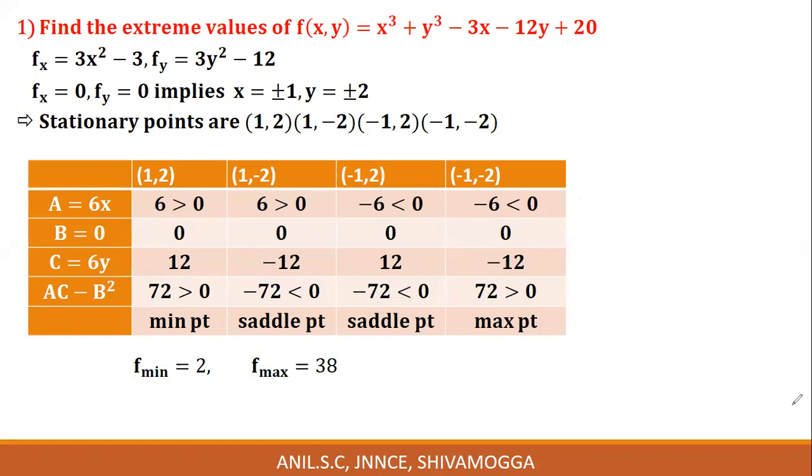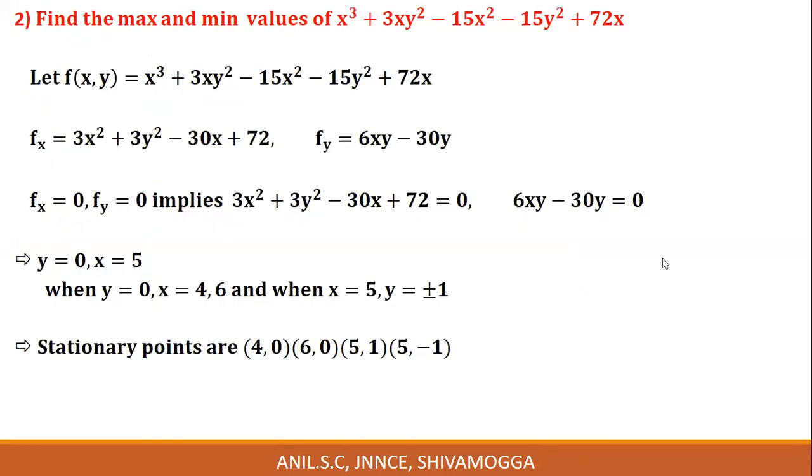Let's move to the next problem. Find the maximum and the minimum values of x cube plus 3xy square minus 15x square minus 15y square plus 72x. Let f of x comma y is equal to x cube plus 3xy square minus 15x square minus 15y square plus 72x.